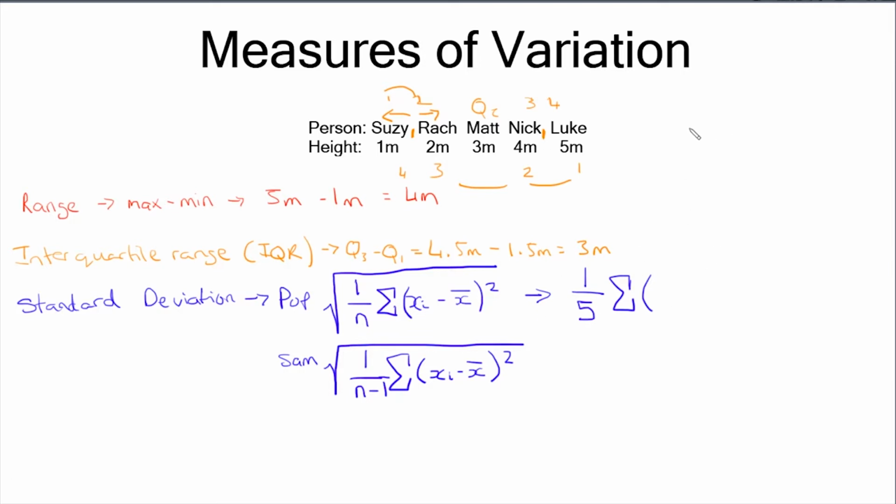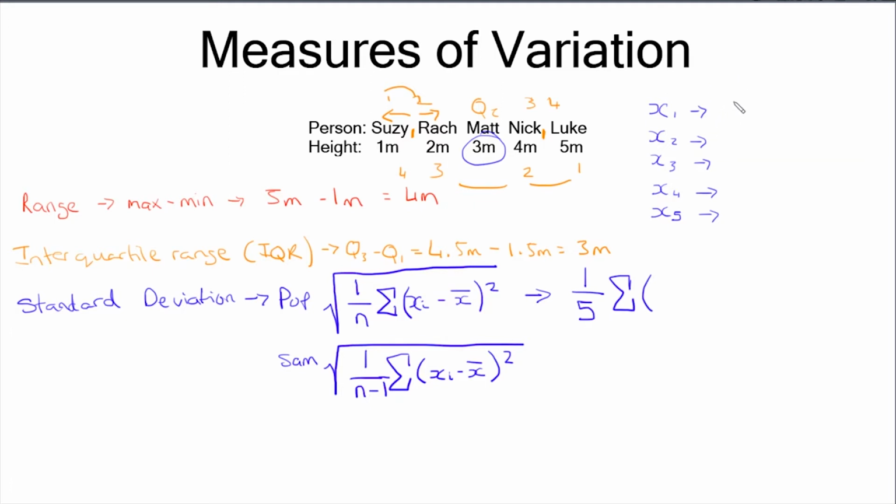So we need to work these out. So x1, x2, x3, x4, and x5. And these are equal to... Well, what is our average? It is 1 plus 2 plus 3 plus 4 plus 5 divided by 5. I'm not going to bore you, but that is equal to 3.